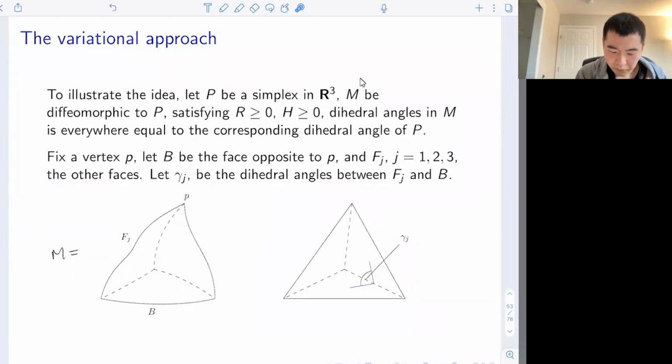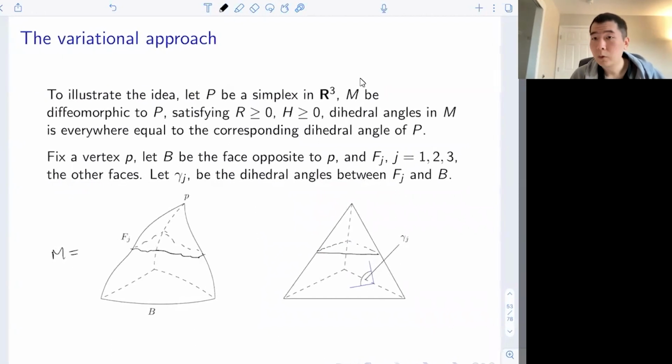Okay, so let's fix a vertex P and take the opposite face denoted by B. And there are three other faces, F1, F2, and F3. What I'm going to do is try to construct a surface that corresponds to a separating surface in the Euclidean setting. Namely, in the Euclidean setting, you can take any plane parallel to the base to cut the Euclidean simplex into two regions, right? So the cutting surface here, as you can see, is a plane which intersects each of these side faces precisely at angle gamma_j, because gamma_j is the dihedral angle between the bottom and one of the sides. In other words, I want to do the same thing and find such a surface in the Riemannian polyhedron.